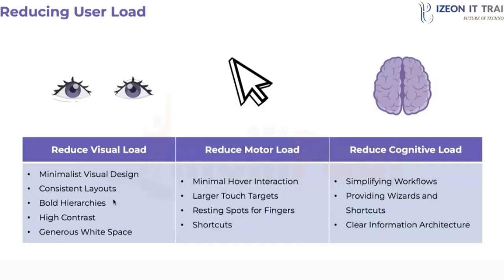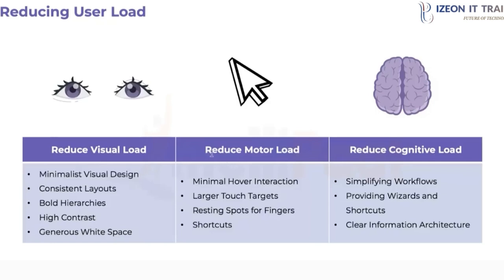Then consistent layouts. Your layouts have to be consistent. Bold hierarchy. Hierarchy is like you have the power to guide users' eyes, right? So use a good hierarchy, I would say. High contrast so that everything is legible, and use generous white space. Whenever you have white space, whatever content you are showing gets highlighted when there is generous white space around it. I usually call the term a breathing space. When you have a breathing space around anything, it becomes easier to read.